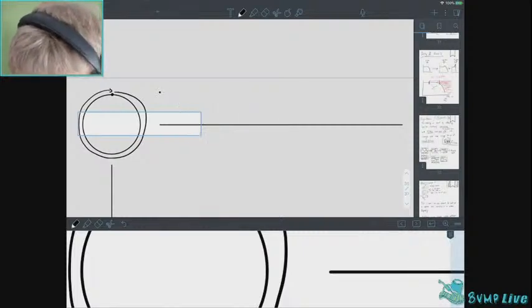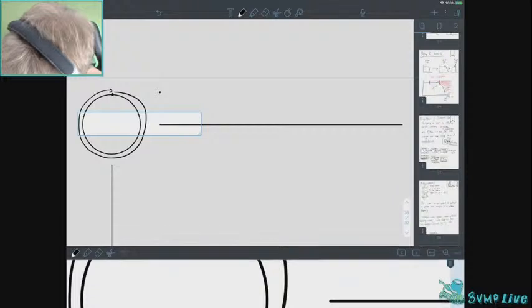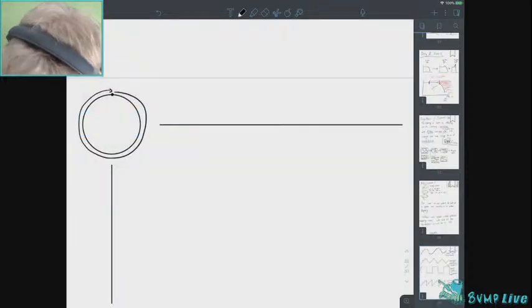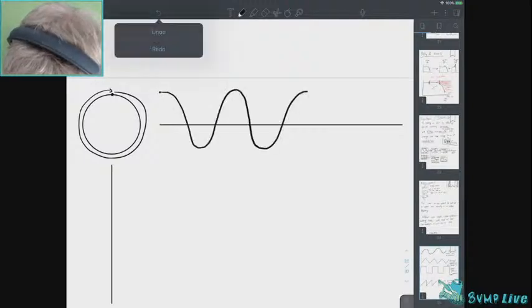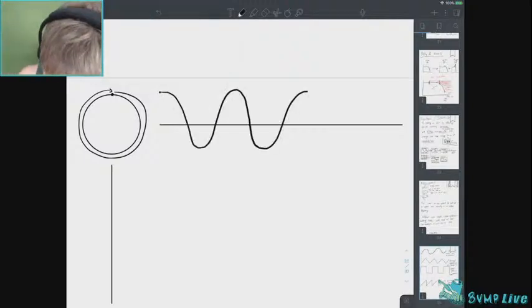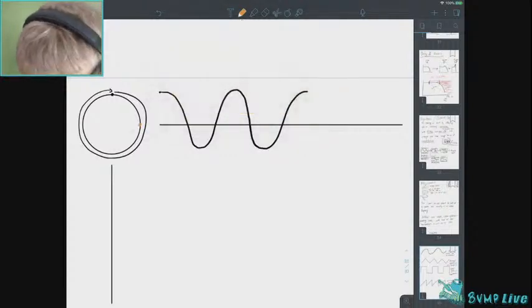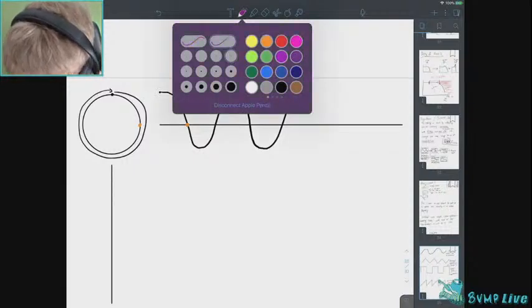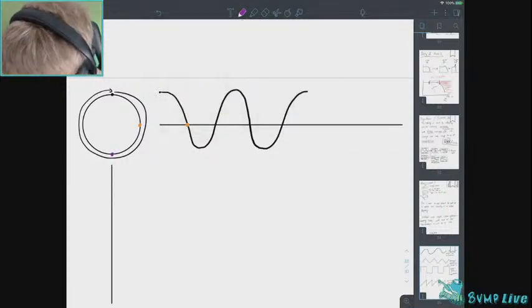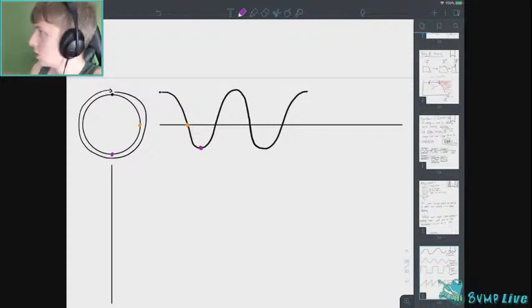Whoops. I need to redo. I think I need to hold down. Okay. So it makes that kind of shape. Let's say this were orange. That would be when it is here. Then if it were purple, it would be here, right? So on and so forth.